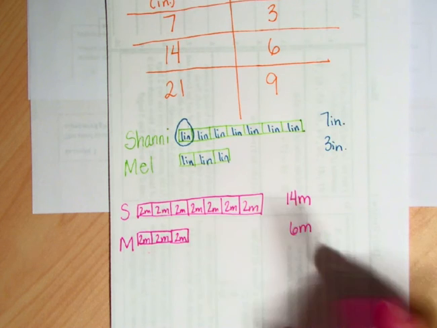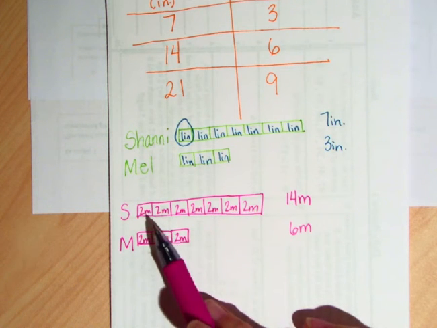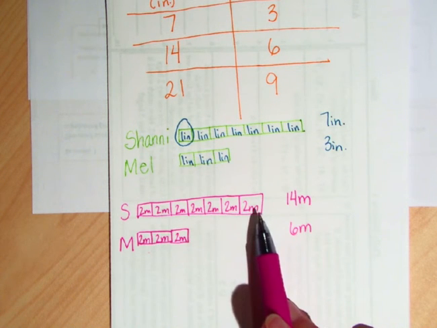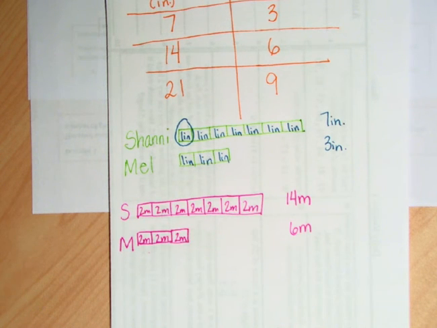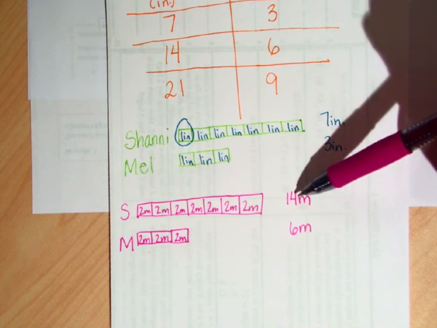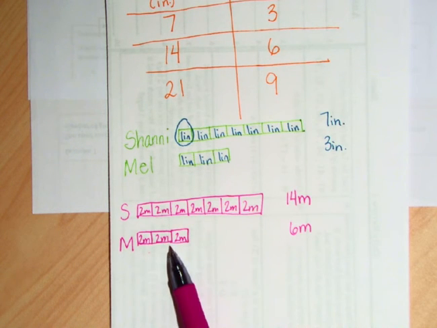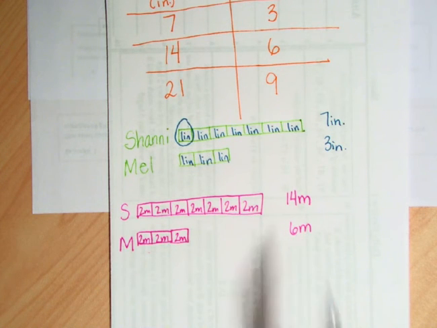Now, a quicker way than counting by 2's would be that we know there are 7. Each one is 2, so there are 7 groups of 2, which we know is 7 times 2, which is 14. 3 groups of 2 is 6, which is 3 times 2. So we know that it's 6 meters.